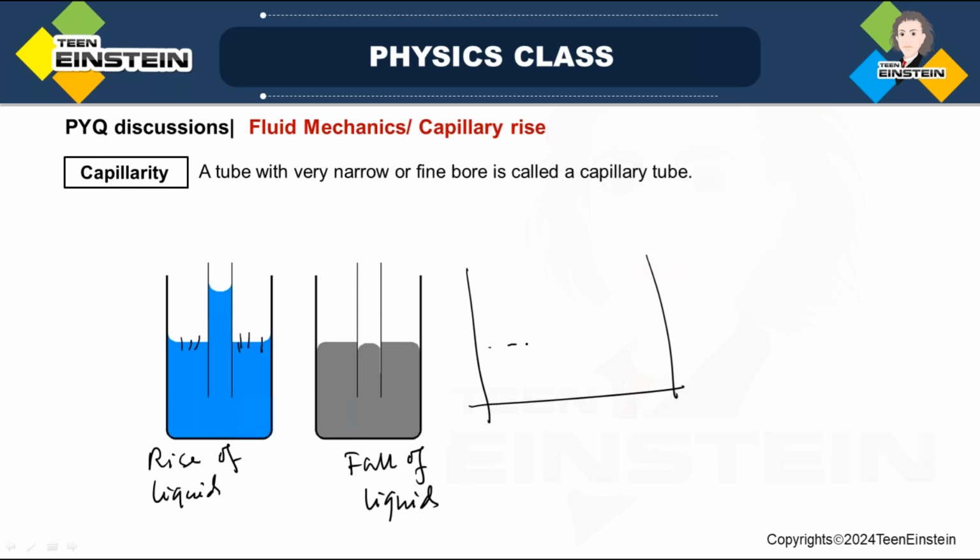Suppose this is the liquid. When you dip the tube, this will be like this, and the liquid inside the tube will be like this. See, this surface is higher than the surface inside the capillary tube. This rise and fall are both known as capillary ascent or capillarity. All right, but why does this happen? This is due to the adhesive and cohesive forces.